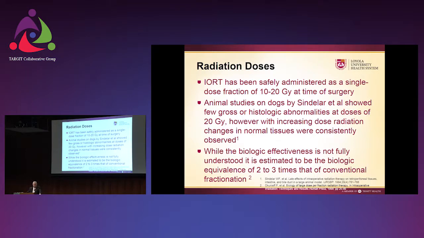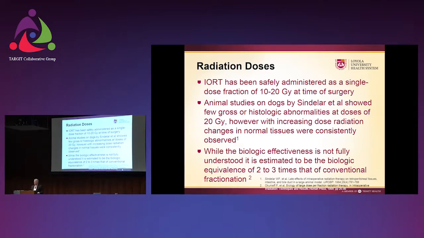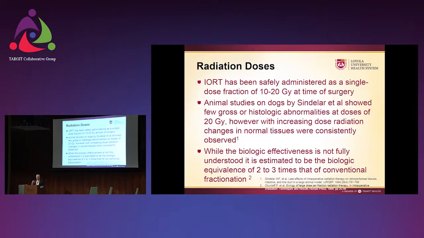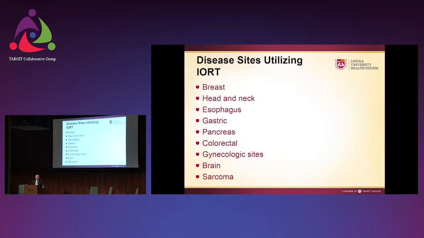Animal studies on dogs by Sindelar et al. showed few grown histological abnormalities at doses of about 20 gray. While the biological effectiveness is not completely understood, it's estimated to be about 2 to 3 times a conventional fractionation using the alpha-beta ratio. But that's where we need to accumulate more data when it comes to the Intrabeam device, because we know the RBE is higher, and we know the dose is much different than electrons and much different than high-dose rate brachy. These are things we just need to learn, and what we can give safely and what the right doses can be.